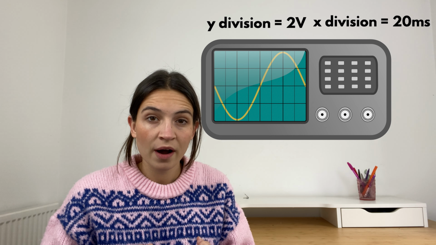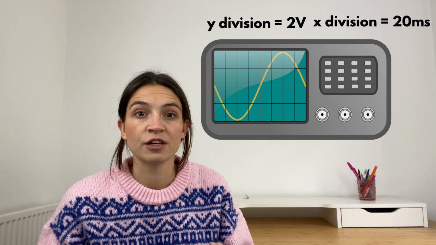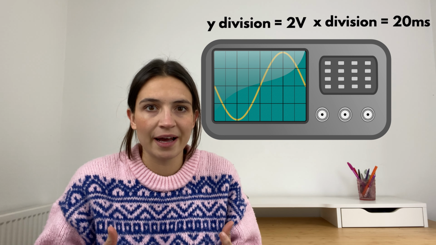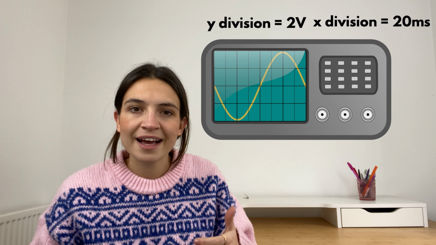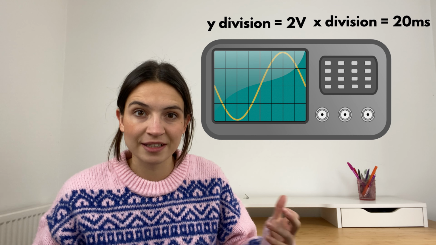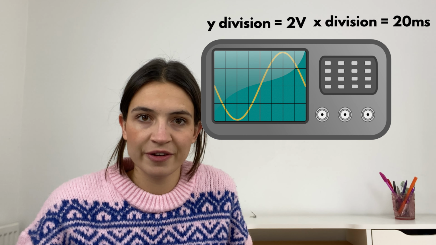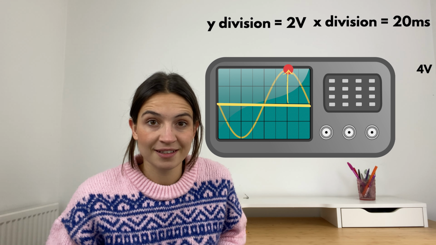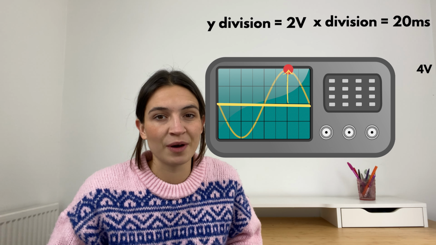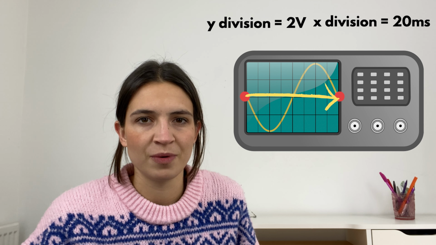Each division on the Y-axis being worth 2 volts means that my y-axis goes up in 2s, and each division on my x-axis being worth 20 milliseconds means my x-axis goes up in 20 milliseconds. So what is the peak voltage of this wave? Well, the peak, which is here, is 2 squares above my x-axis, and since each square is worth 2 volts, that is 4 volts. And what about the frequency?